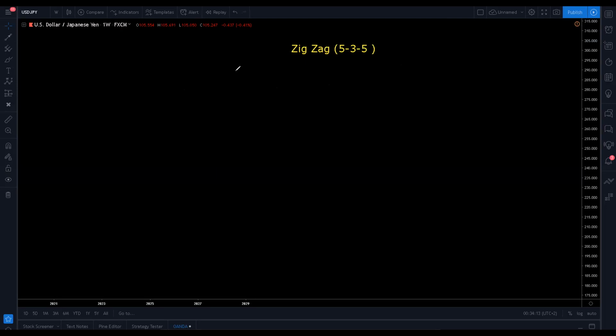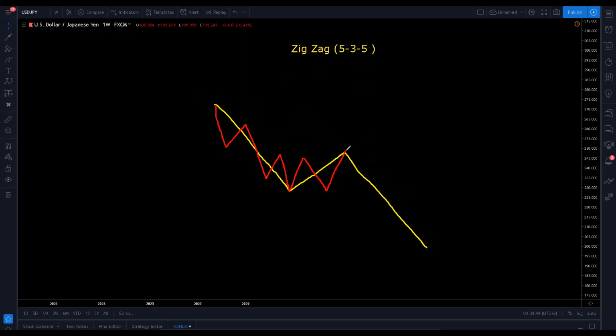Okay, a zigzag looks like this. Let me draw a better drawing. It looks like this. By saying it's a 5-3-5 correction, it means the first leg has 5 waves, and then the second leg only has 3 waves, right? Then the third leg has 5 waves.